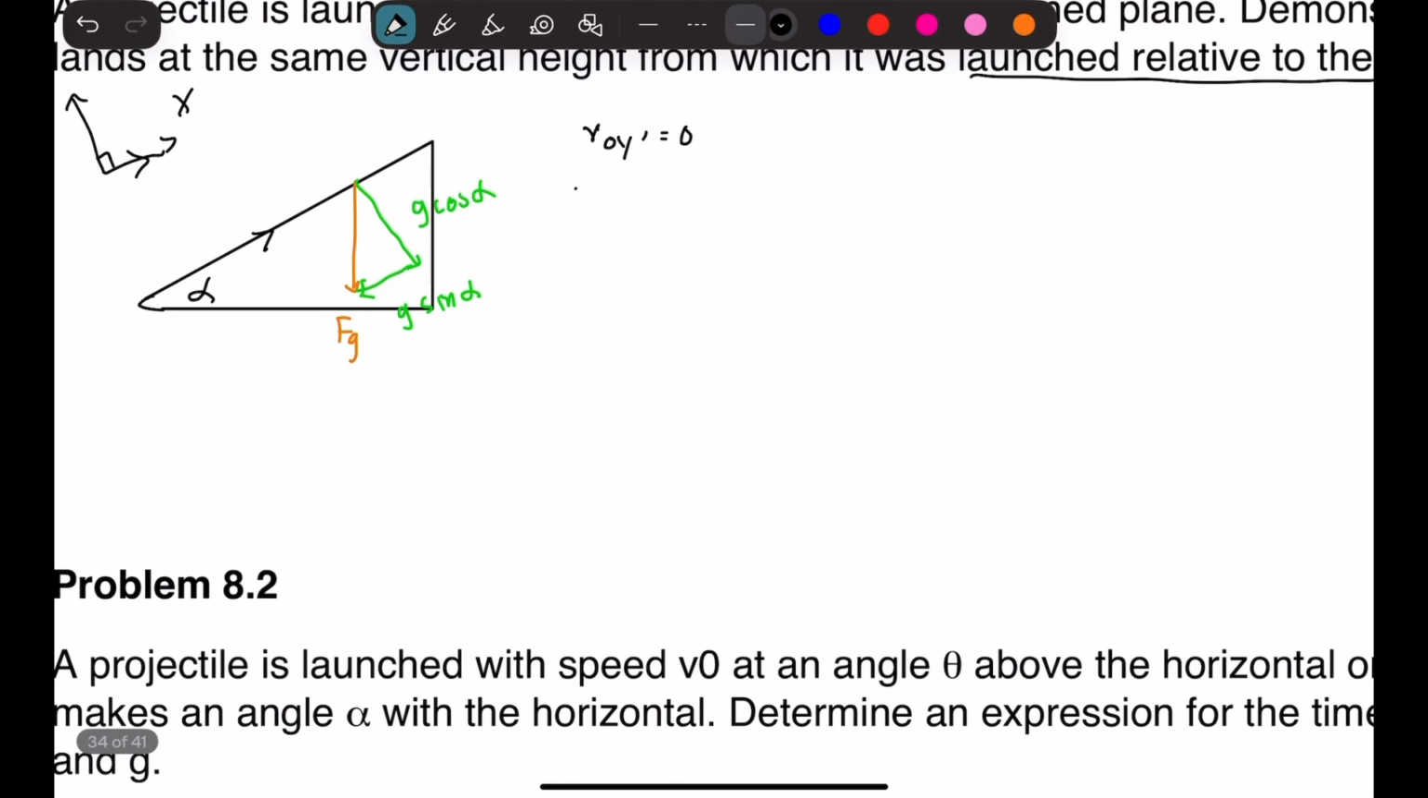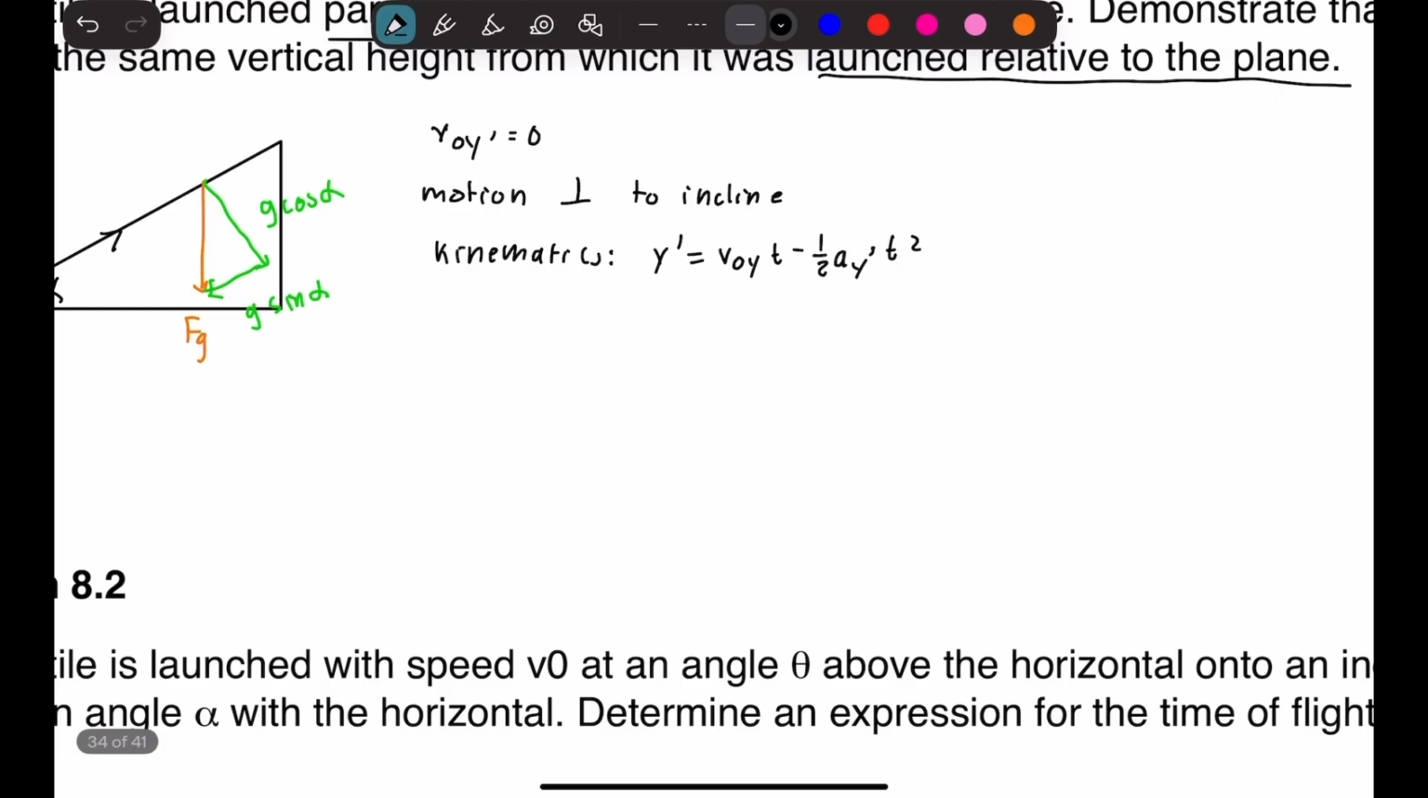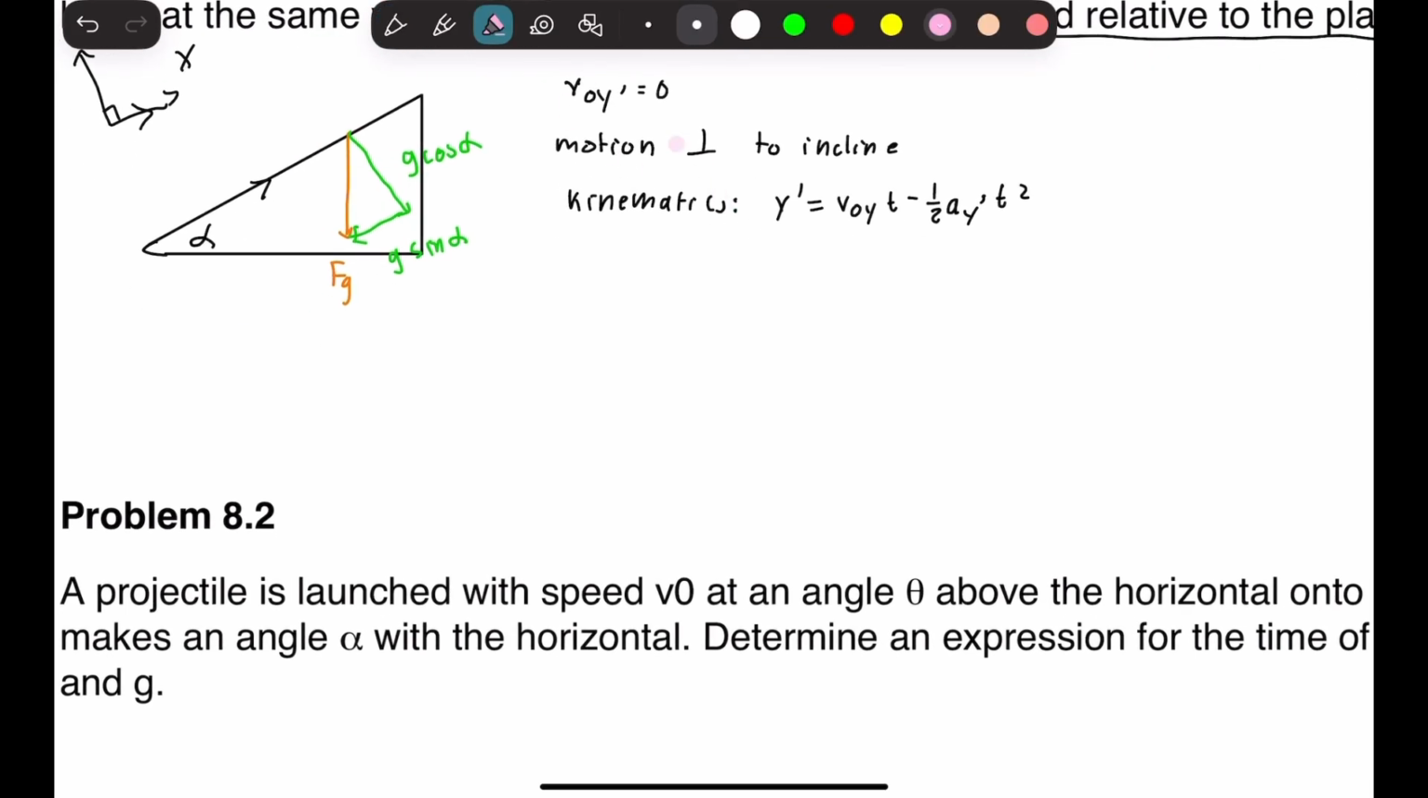And then we can do the motion that is perpendicular to the incline. For the motion perpendicular to the incline, we can use kinematics: y is equal to v initial y t minus 1/2 a_y t squared. If you substitute in what we just got for that, we have y is equal to negative 1/2 g cosine alpha t squared. That was a_y equals g cosine alpha, yes.